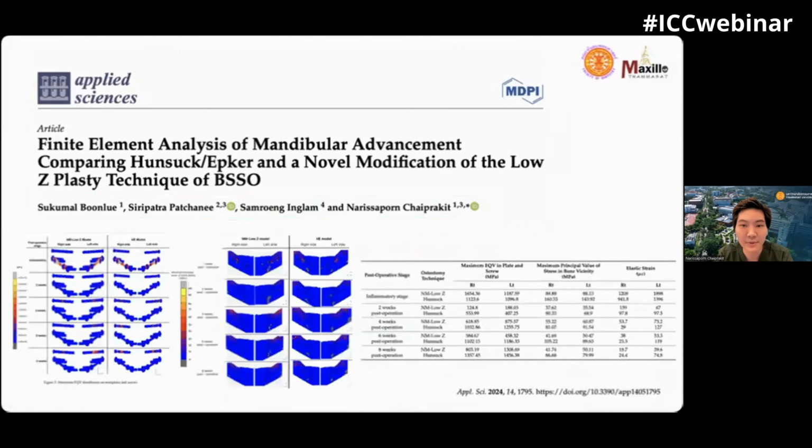The stress distribution pattern shows a similar result to the mandibular setback model: the highest stress occurs in the first week, at the middle of the miniplate, and then gradually decreases in the NM-LowZ model. In summary, the stress distribution was comparable between the NM-LowZ and Hunsuck-Epker models.